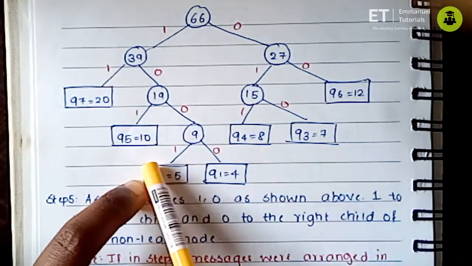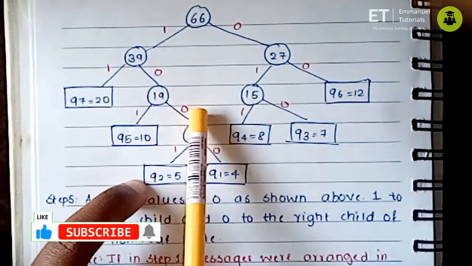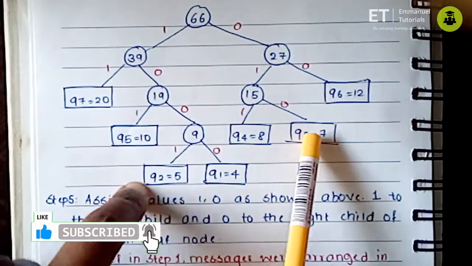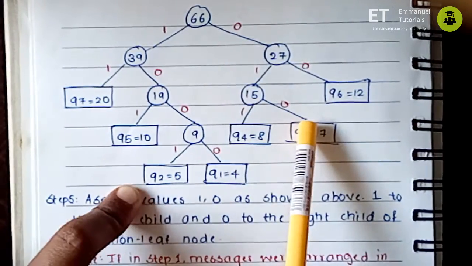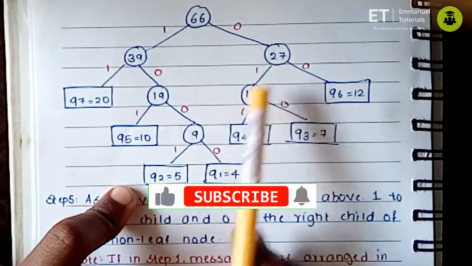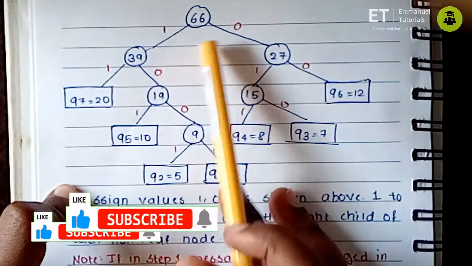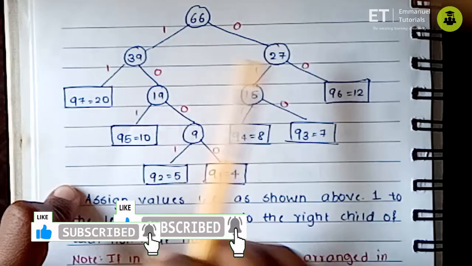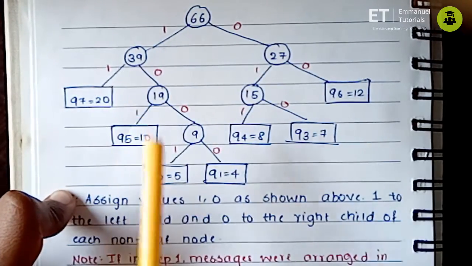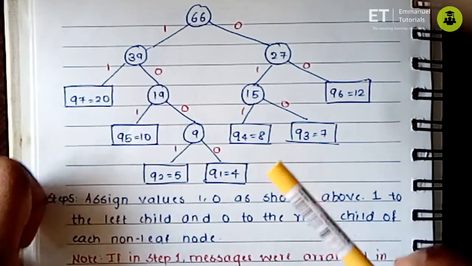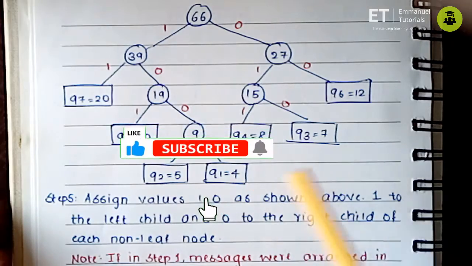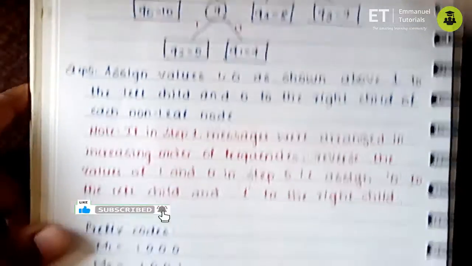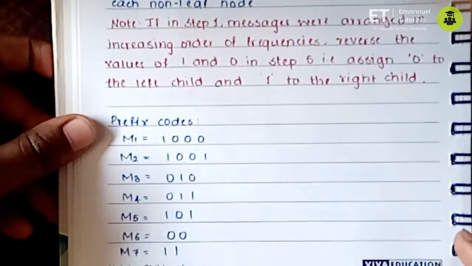Similarly, for M2 it would be 1001. For M3, it would be 010. For M4, it will be 011. For M5, it will be 101. For M6, it will be 01. And for M7, it will be 11. As I was saying the codes, we'll realize that they are not fixed length codes, they are variable length codes. I have just written down the final result.